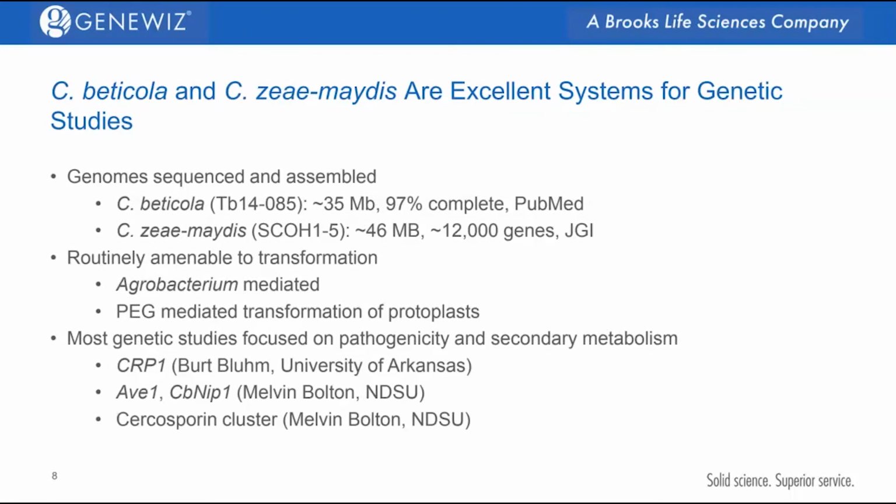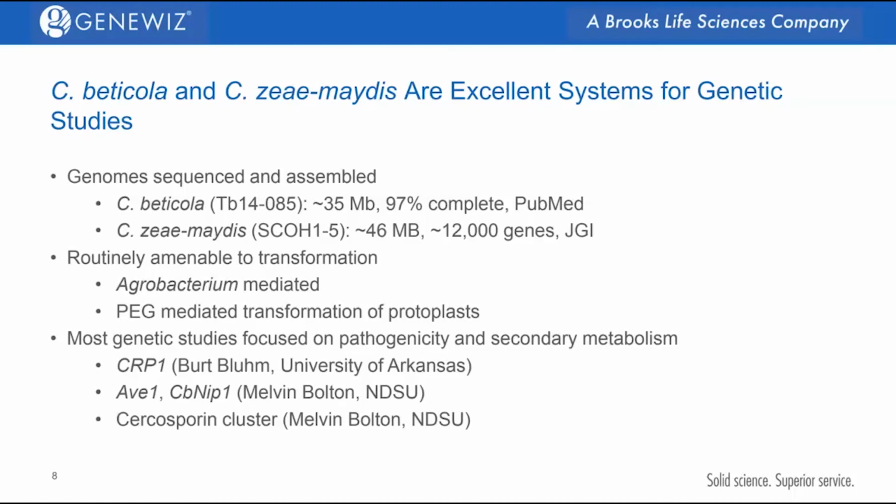Now, why am I focusing on Cercospora beticola and Cercospora zeae-maydis is they're excellent systems for genetic studies, which will cover the whole of Cercospora. Their genomes have been sequenced and assembled. The Cercospora beticola isolate that I'm working on, TB14085, was sequenced in the lab I'm currently working in. It's called EVADE Lab. And the genome is about 35 MB with 97% complete, and it's publicly available in PubMed.